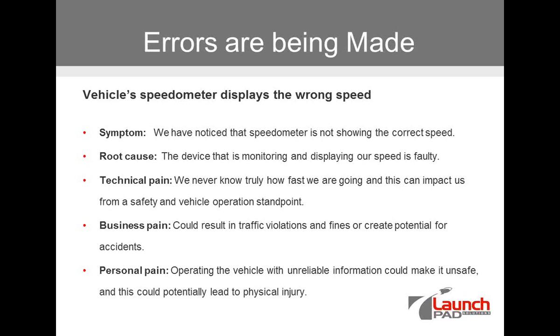Errors are being made. To use the vehicle example, let's say that our speedometer tells us the wrong speed. Okay? Well, if we look at our speedometer and we see the wrong speed, then we might not be able to operate the vehicle correctly, meaning we might drive too fast and get a speeding ticket or get in an accident. We might drive too slow and get in an accident as well. So we're getting incorrect information and errors are being made. The technical pain here is that we're not able to correctly operate the vehicle. The business pain is that we could end up with traffic violations or accidents. The personal pain is that we could actually get hurt in an accident and suffer physical injury.